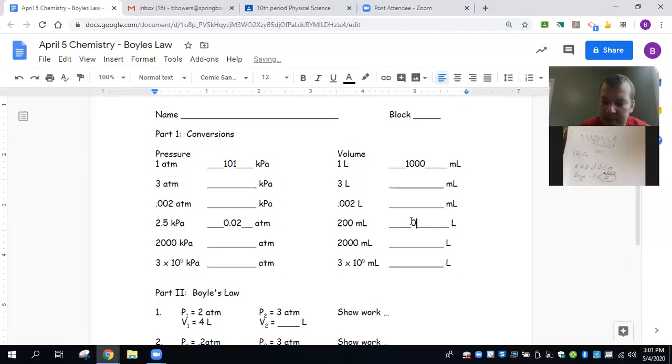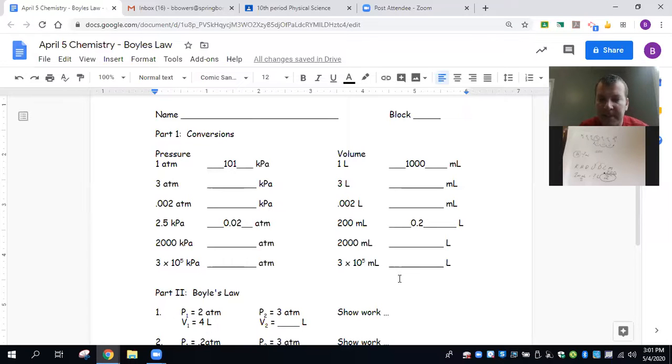So I have 200, right? Now I move to the left 1, 2, 3 spots. Do you see that? So I have to move my decimal 1, 2, 3 spots. What's my new number? Well, my new number is 0.2. My new number is 0.2.